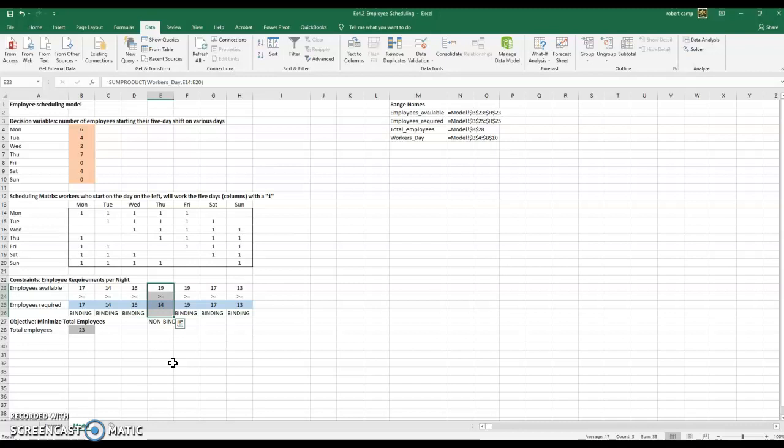Okay, and so that is how we use linear programming to do scheduling with a scheduling matrix.